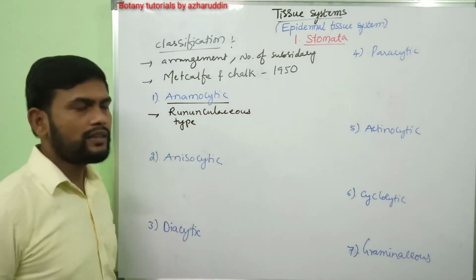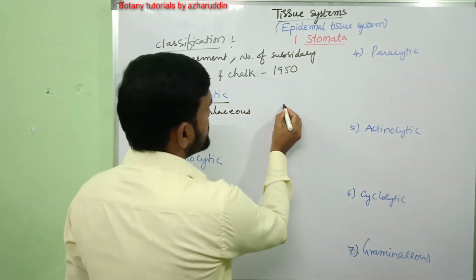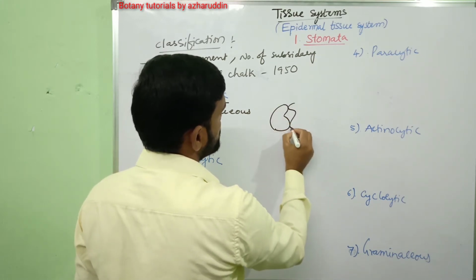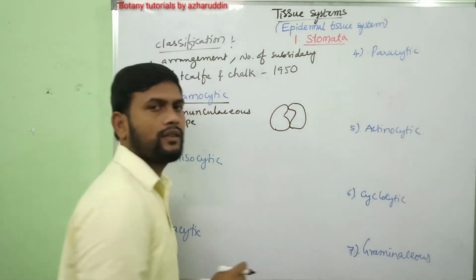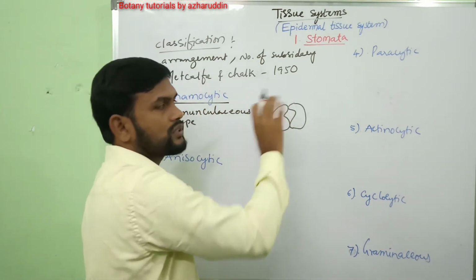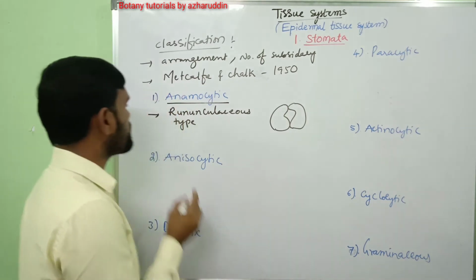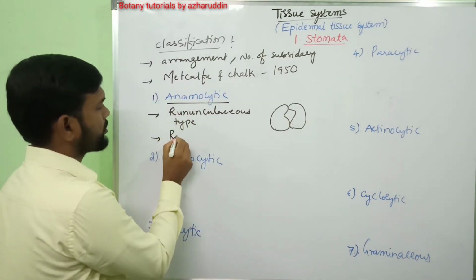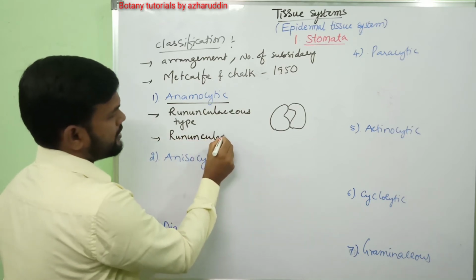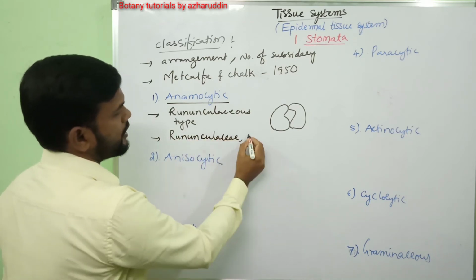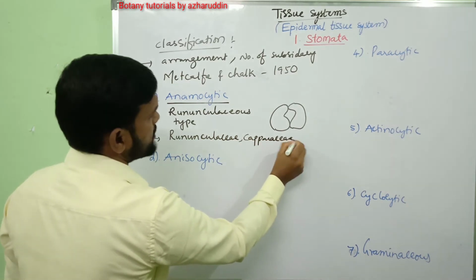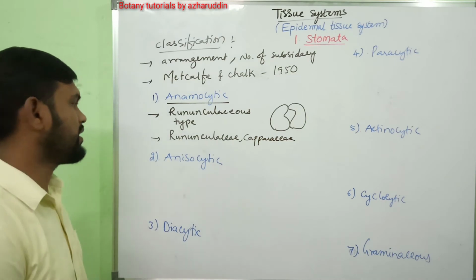Ranunculaceous type. In this, guard cells are not surrounded by any specialized subsidiary cells. There are no specialized subsidiary cells present around the guard cells. Example, Ranunculaceae, Cucurbitaceae, and the second one is Capparaceae. These are the examples for anomocytic stomata.